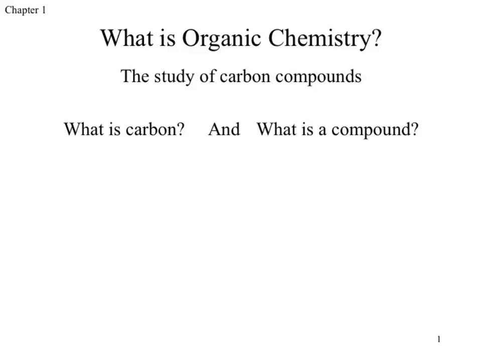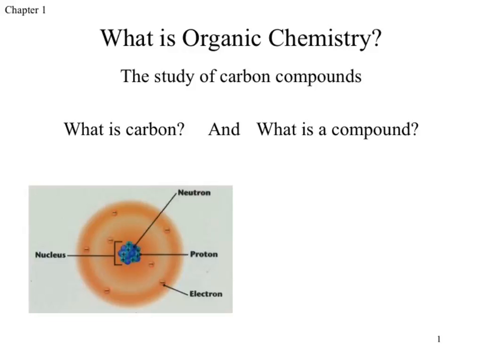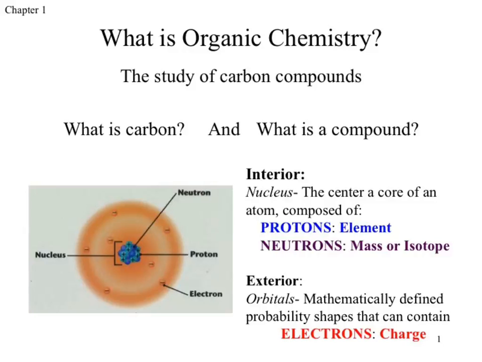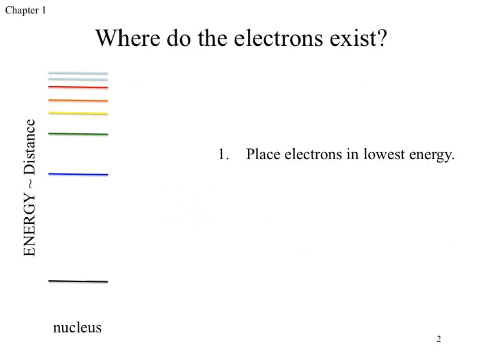What is organic chemistry? We kind of briefly talked about this already. We're looking at the study of carbon compounds. We've got our nucleus holding our protons and neutrons, and then our electrons on the outside. Talked about what things those defined as, and everybody seemed to be happy and okay with all that information, at least so far. Where did our electrons exist?